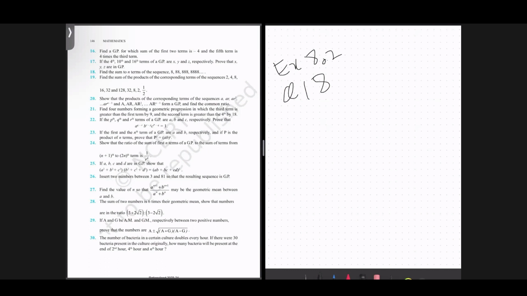Question number 18. In question number 18, we have been asked to find the sum to n terms of the sequence 8, 88, 888 and 8888, right? So the sequence has been given to us along these lines. So the sequence is 8, we have 88, we have 888, we have 8888, and so on and so forth, right? Now I'm going to be solving this particular question by converting this sequence into a GP.